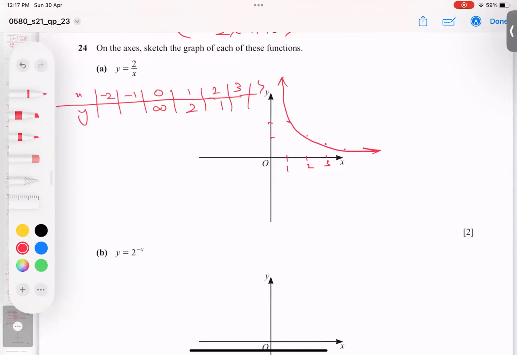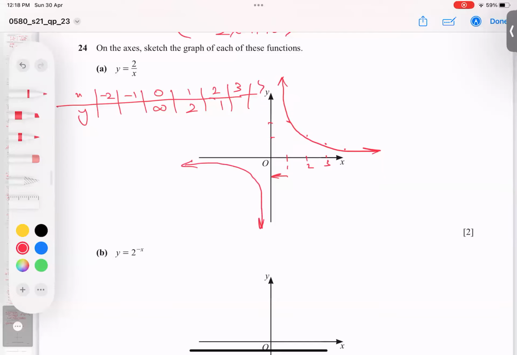I repeat again, as x value becomes bigger and bigger, you can check in the calculator. 1 you plug in, you get 2. When you plug in 2, you get 1. When you plug in 3, you get a lesser value. 4, smaller value. 5, smaller. So this graph is coming close to the x-axis. And as you go close to this region, if you put 0.5 here, 2 over 0.5 is 4, so you get a high value. So the graph is going this way. And when you plug in negative values, your graph is coming this way.